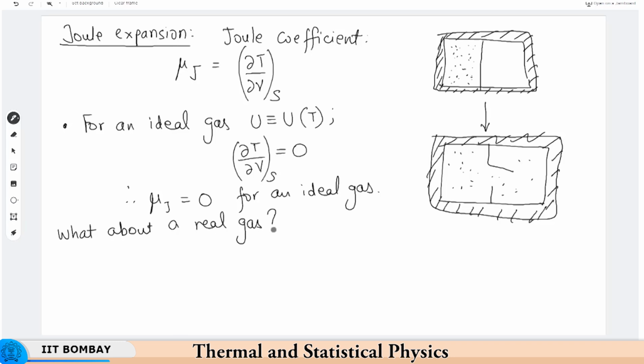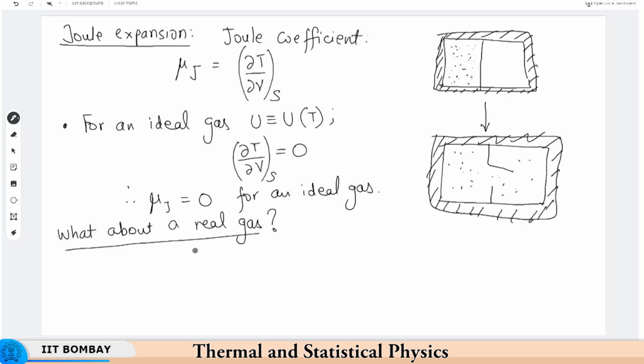Right. So, what is the mu j coefficient, the Joule coefficient for a real gas? Now remember, a real gas is a little bit more complicated because not only do individual molecules have kinetic energy contributing to the internal energy, but there is also intermolecular attraction, right. So, therefore, it depends on average how far these gas molecules are from each other.